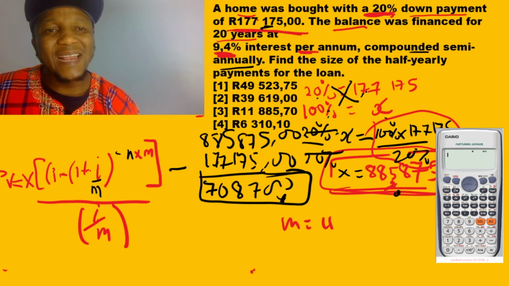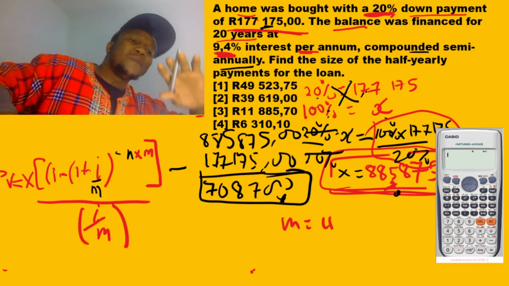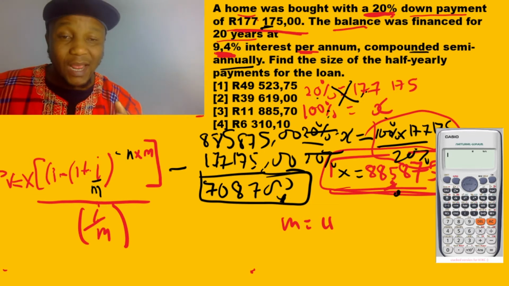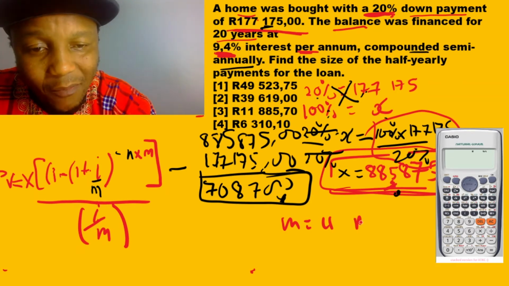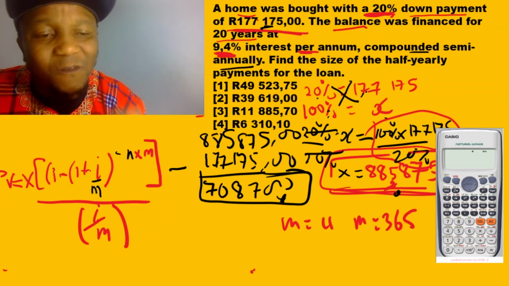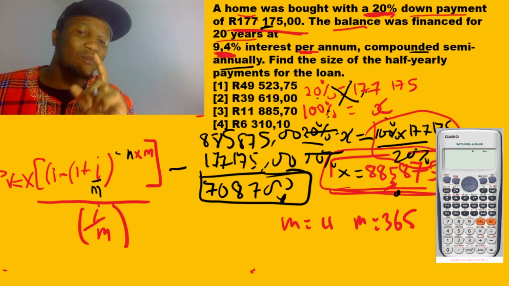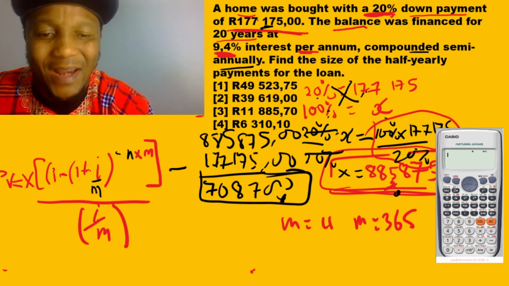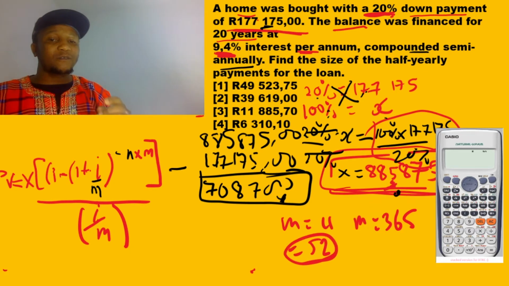If it was compounded daily, how many days in 1 year? 365. Don't say, oh, and how about leap year? How if the year was shorter? No, just use 365. If you want to be safe, use 365. So our M was going to be 365 if it was compounded daily. If it was compounded weekly, how many weeks in 1 year? There are 52 weeks. I was going to use all 52.